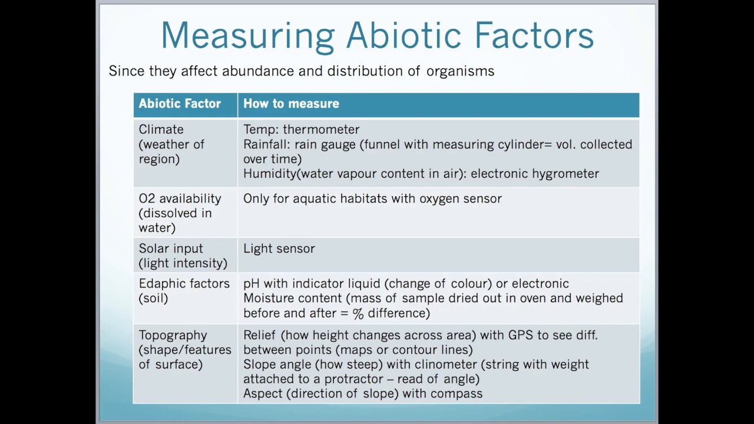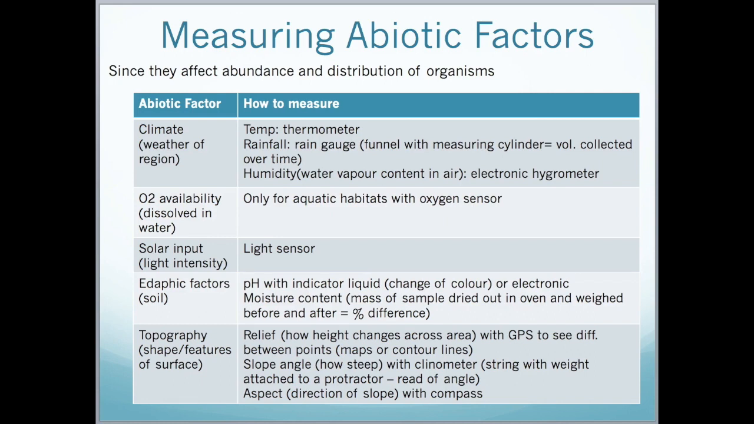We can also determine the moisture content, and this is done by taking a sample of the soil. It is then dried out in an oven and weighed before and after, and the percentage difference is calculated, which tells us about the moisture content. We also need to describe the shape and the features of the surface, so the height across an area, so we can use a GPS to see the difference between points. You can also use a map or contour lines.